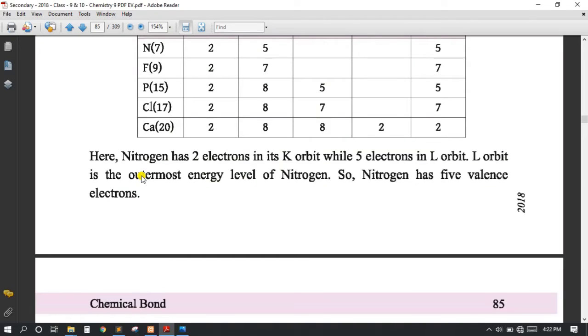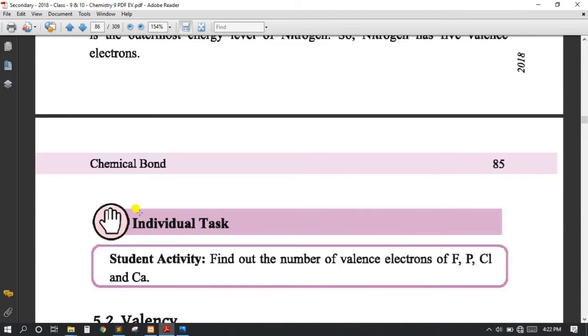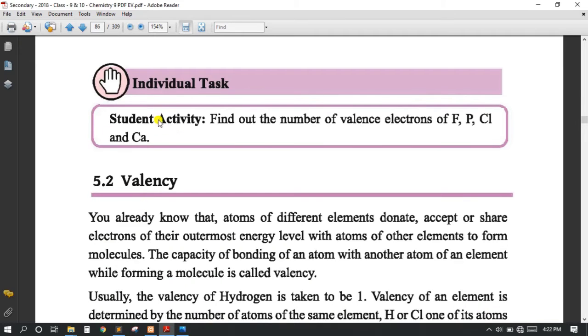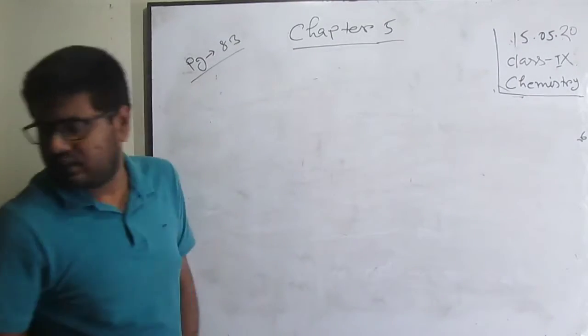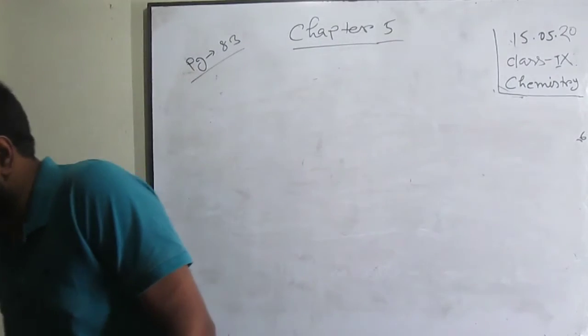Now in case of nitrogen, I have already explained. Individual task, student activity: find out the number of valence electrons for fluorine, phosphorus, chlorine and calcium. Fluorine, phosphorus, chlorine and calcium. So at first I have to erase the board properly. Then I will show you the valence electrons of all the elements here.